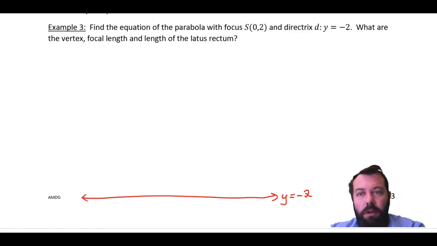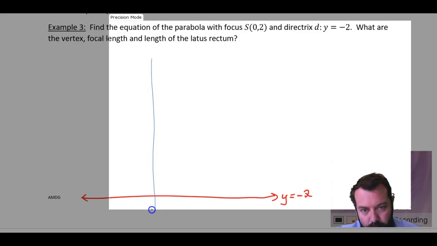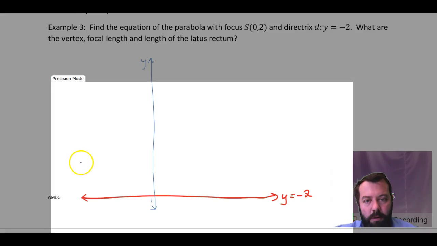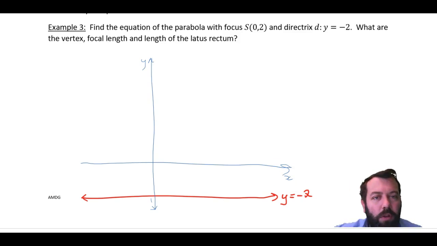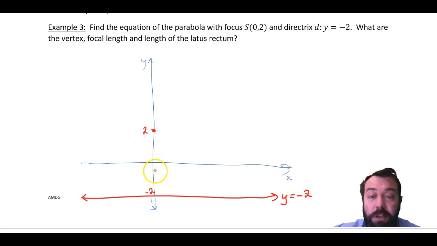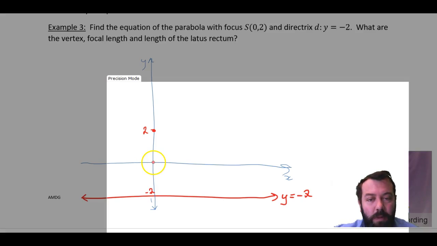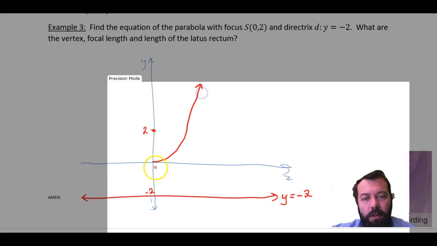I'm going to draw my y-axis, and my x-axis here like this. Okay, I've got my directrix, and we know that the focus is at (0, 2). Put a 2 here, -2 here. That means my vertex should be exactly halfway between my directrix and my focus, which is here at the origin. So my parabola will curve away from the directrix, up here like this, and around here like this.